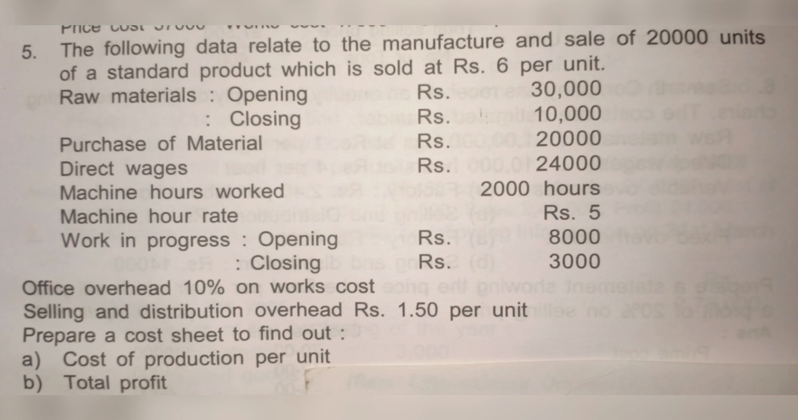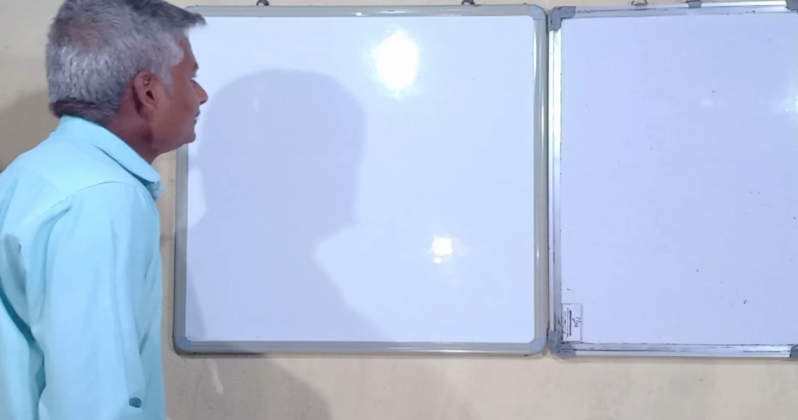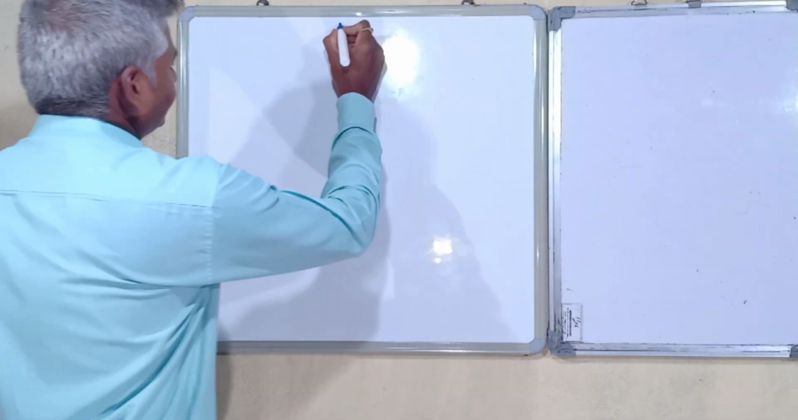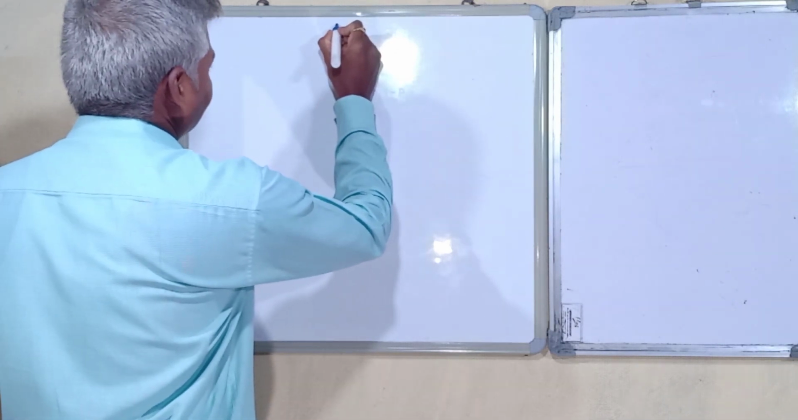Office overhead 10,000 on works cost, selling and distribution overhead rupees 1.5 per unit. Prepare a cost sheet to find out first one, that is A, cost of production per unit, B, total profit. Let us proceed with the solution. Here I will write the cost sheet.